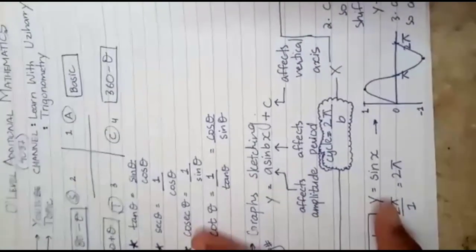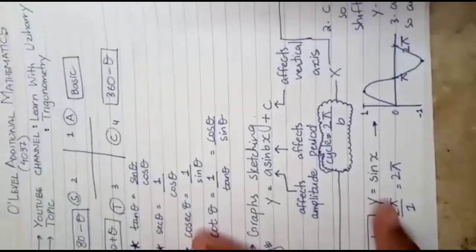So the cycle equals 2 pi divided by b. So what is 2 pi? 2 pi is basically 360 degrees, so 360 divided by b equals the cycle. So the cycle is affected by this b. If your b is 1, then 2 pi upon 1 is equal to 2 pi.